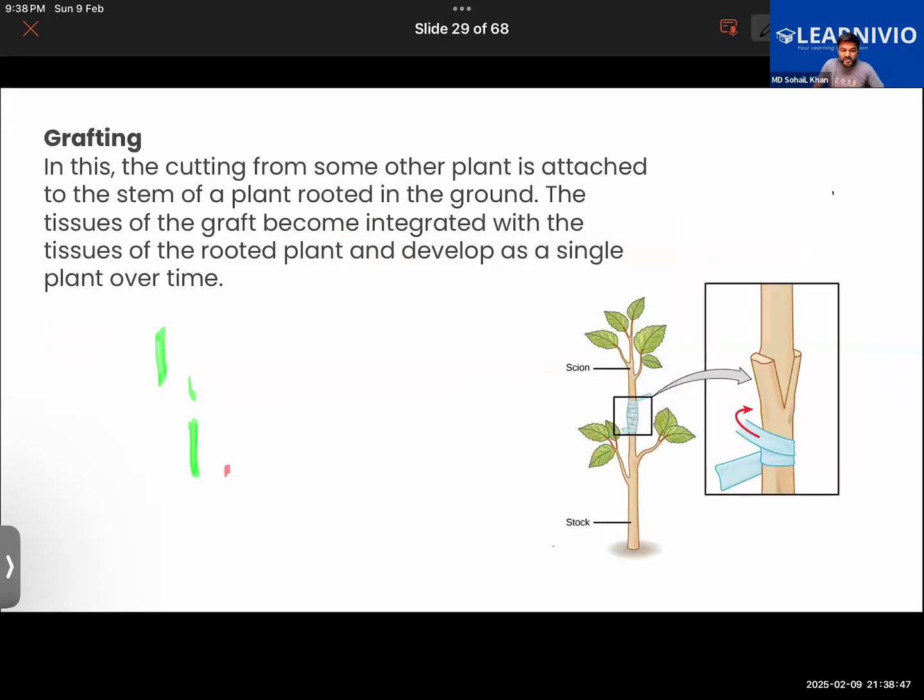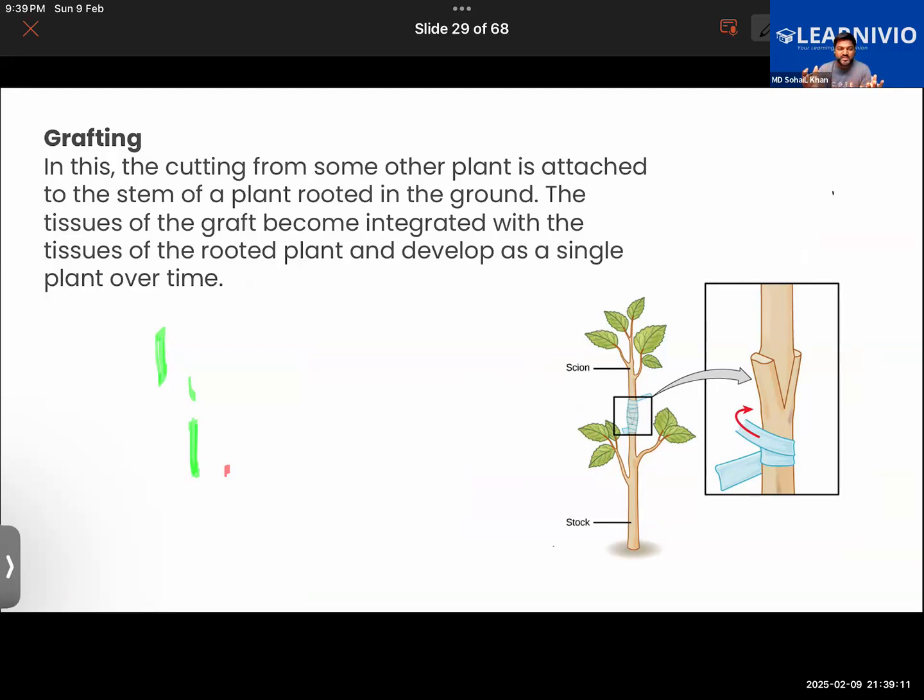Next is grafting. In the grafting method, basically, we take up two plants, and they are joined together. One of the plants would be rooted into the ground and will have the root system. The other one will have the shoot system. It will not have any roots in it.